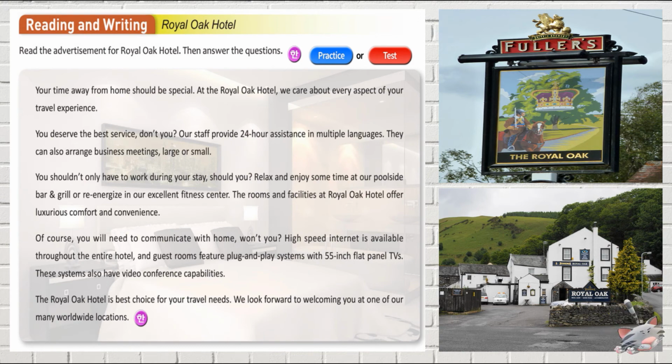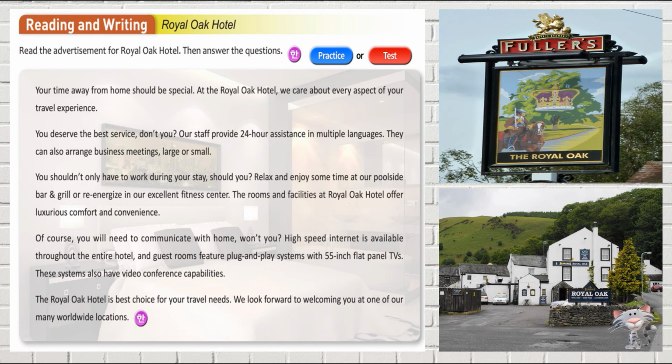Here we go. Your time away from home should be special. At the Royal Oak Hotel, we care about every aspect of your travel experience. You deserve the best service, don't you? Our staff provide 24-hour assistance in multiple languages. They can also arrange business meetings, large or small. You shouldn't only have to work during your stay, should you? Relax and enjoy some time at our poolside bar and grill, or re-energize in our excellent fitness center.